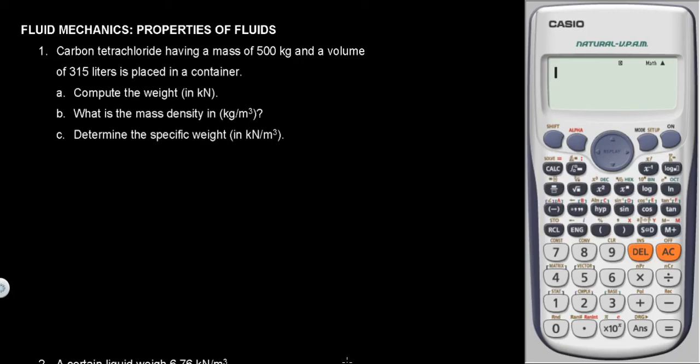Okay, welcome back. In this video, we'll be solving several problems in fluid mechanics. To be specific, we are focused on the properties of fluids.